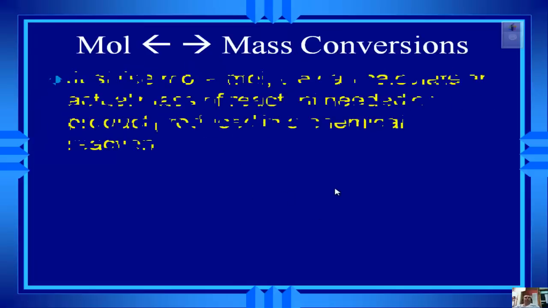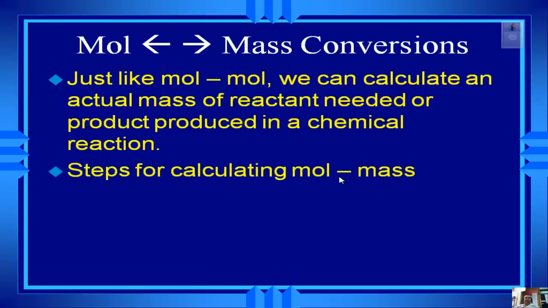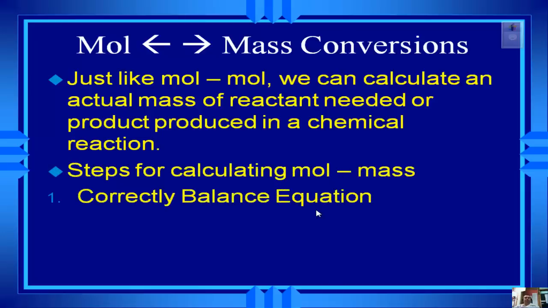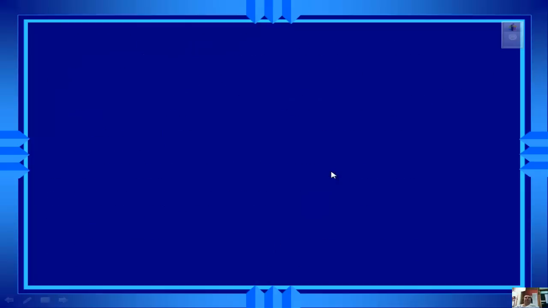Looking at mol-to-mass, it says just like mol-to-mol, we can calculate an actual mass of a reactant needed or product produced in a chemical reaction. It's just going to take a little bit longer of a railroad track. Steps for calculating mol-to-mass. First thing, correctly balance the chemical equation. You're going to find that first step for every stoichiometry. Step 2, you're going to use that mol-to-mol ratio, just like what we did in our last set of problems. And number 3, you're going to convert from moles to mass using the molar mass of the substance.